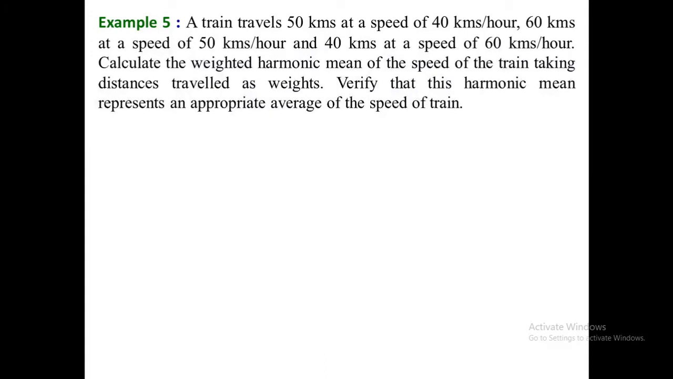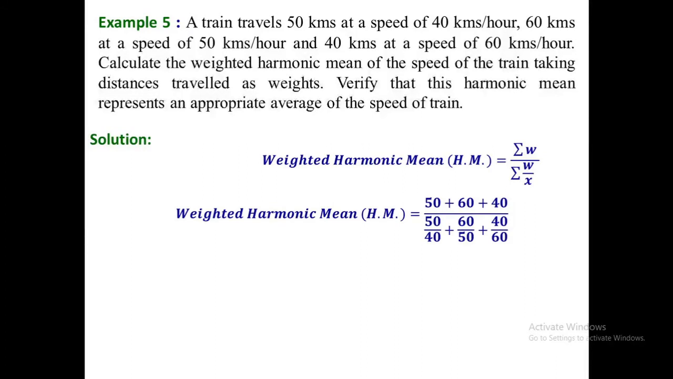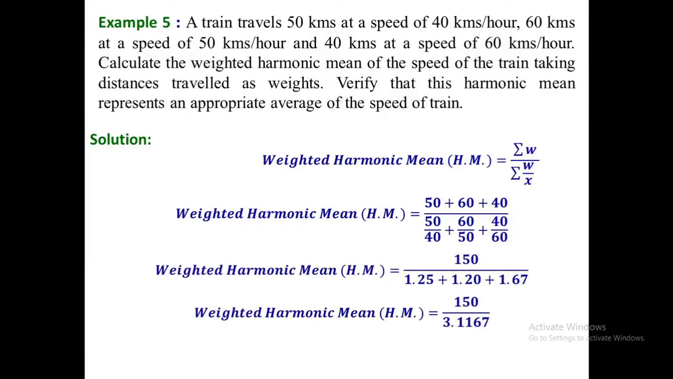As we know the weighted harmonic mean formula is summation w over summation w over x, we can calculate the weighted harmonic mean for this data set as 50 plus 60 plus 40 all over 50 over 40 plus 60 over 50 plus 40 over 60, or we can simplify it as 48.128, or we can say that the average train speed in this example is 48.128 km per hour.